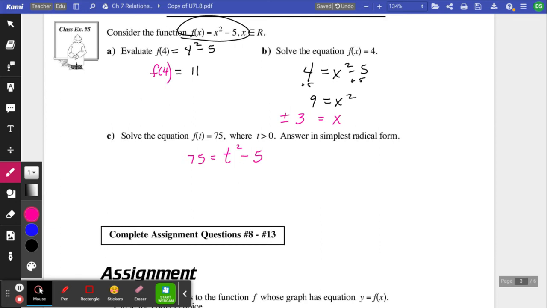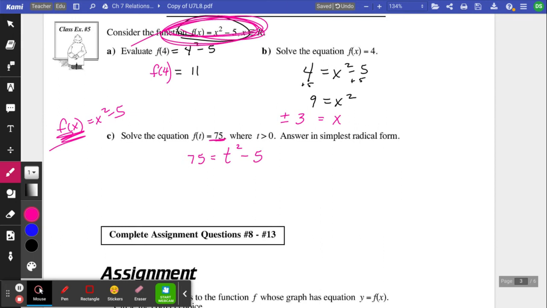I'm still doing this question up here. Same deal. The f machine says whatever your input is, take it, square it, and subtract 5. I'm still doing that. So I put a 75 in for the f deal, and I put a t in for the x. We're all good? Okay, now we got to solve this.